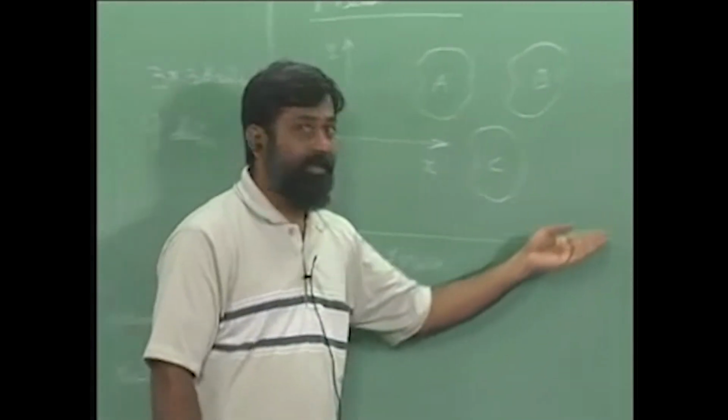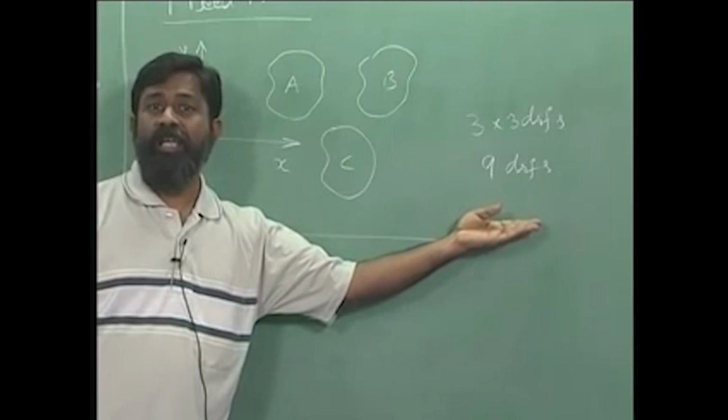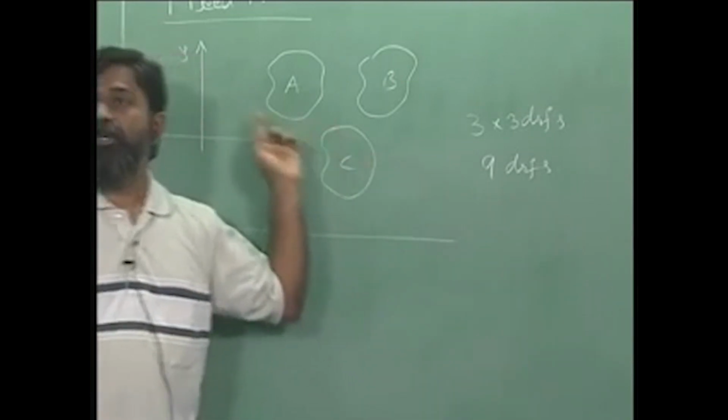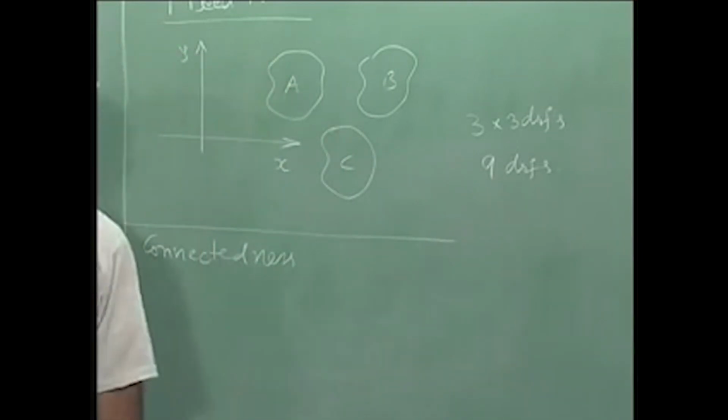In a sense, that way we have a maximum of 9 quantities that we have to use in order to define the motion of this system, okay.